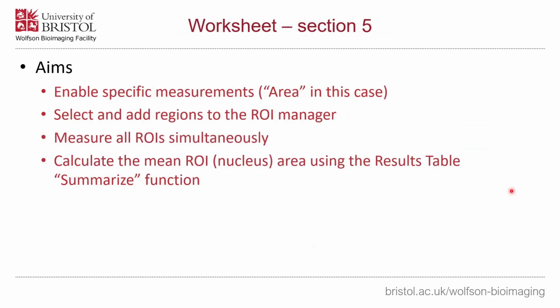Right, now we can go through to Worksheet section 5. What we're going to do for this is try and make a few characteristic measurements of nuclear areas, so that we know roughly how big those nuclei should be in terms of the calibrated units of the image, so microns squared. I think we'll make 5, 6, 7 measurements maybe, add those to the Regions of Interest Manager, then use the measure function to measure them all simultaneously, and use the results table summarize function to get the mean nucleus area.